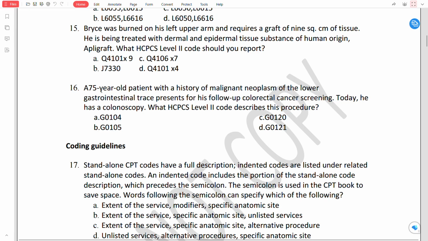16th one. A 75-year-old patient with a history of malignant neoplasm of the lower gastrointestinal tract presents for his follow-up colorectal cancer screening. Today he has a colonoscopy. What HCPCS level 2 code describes this procedure?